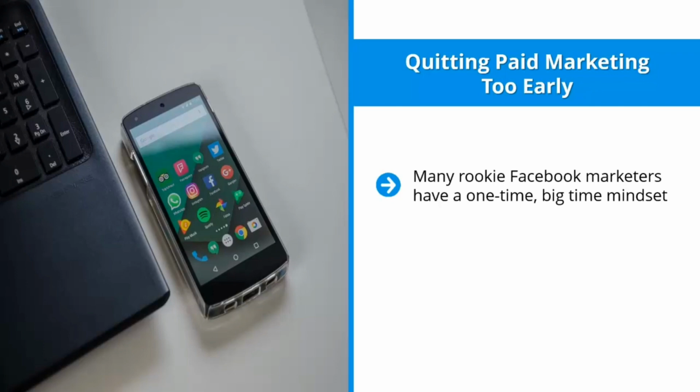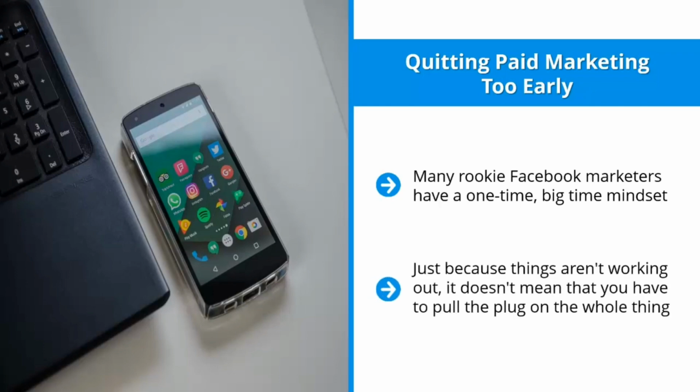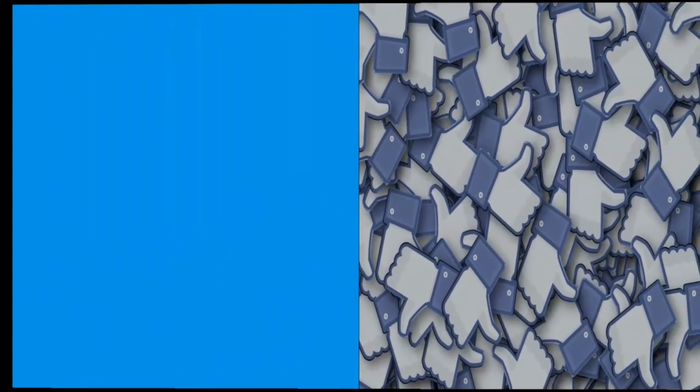If the campaign doesn't work out according to their expectations, they're too quick to pull the plug and quit Facebook ads altogether. Just because things aren't working out, it doesn't mean that you have to pull the plug on the whole thing. You can stop certain campaigns and start new ones and operate with the same budget. You can make modifications of your existing campaigns.